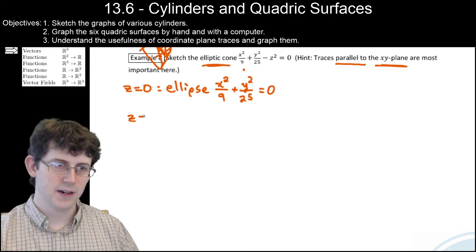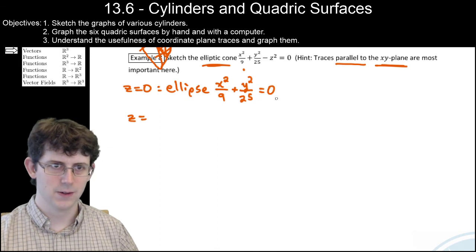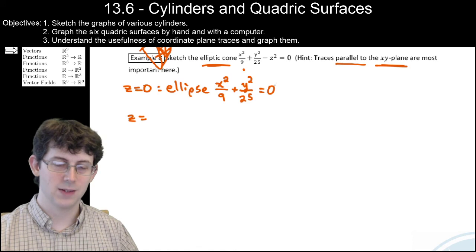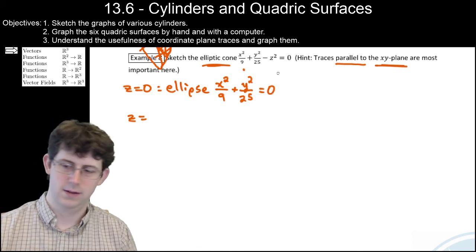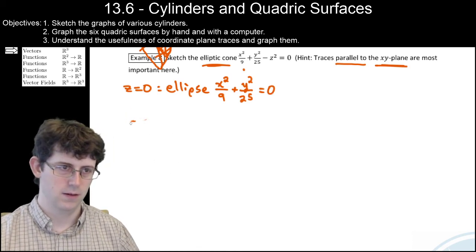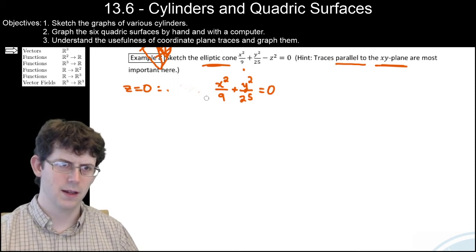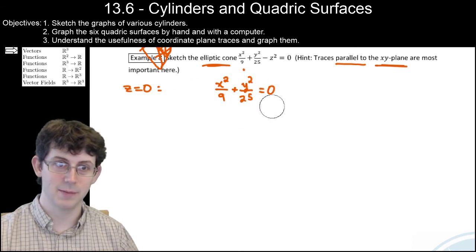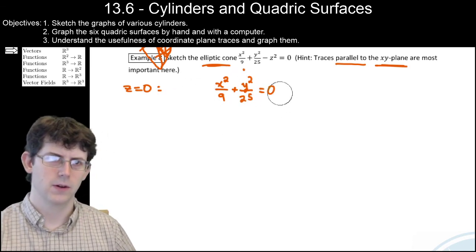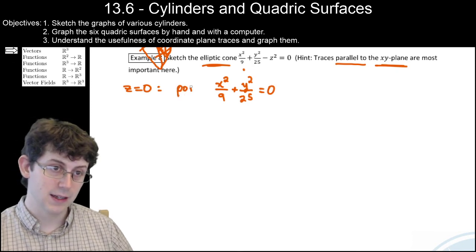But let's try some other... Wait, what? Equals 0? That's not an ellipse. An ellipse would have this equals 1. And there's no way to clear the denominators to make the right side equal 1. So what is this shape? How can you square a number and square another number and add them up and get 0? The answer is that this is a point.